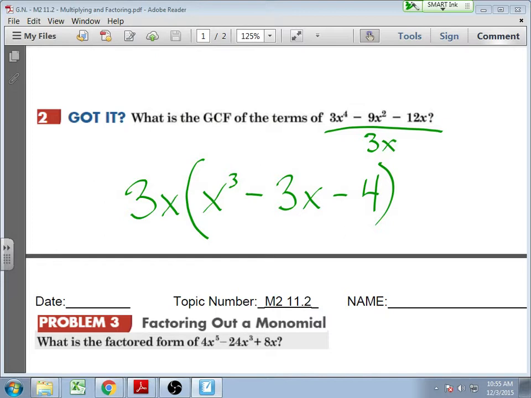Because then 5x gets divided down here, but by the 25x squared, so 25 divided by 5 gives me the 5. X squared divided by x gives me just x. And then 45x and 5x do the same thing. 45 divided by 5 gives me 9. X divided by x disappears.